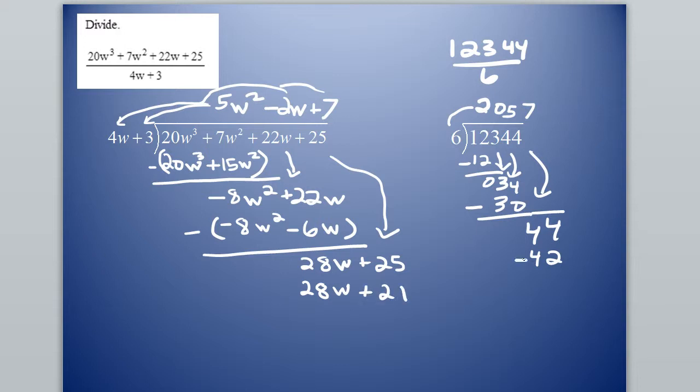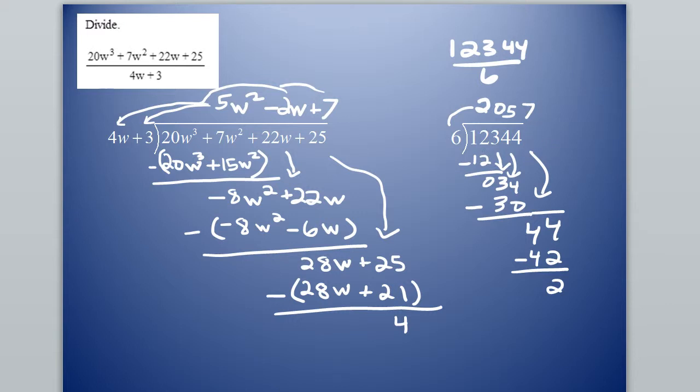Once again, though, at this point we subtract. And so here we subtract, but we have to be careful to introduce these parentheses because we're subtracting multiple terms. And then we have the 28w's canceling, and we end up with 25 take away 21, which is a 4. Now at this point over here with the integers, we would put a decimal point and go further, or we can actually consider ourselves stopping there.